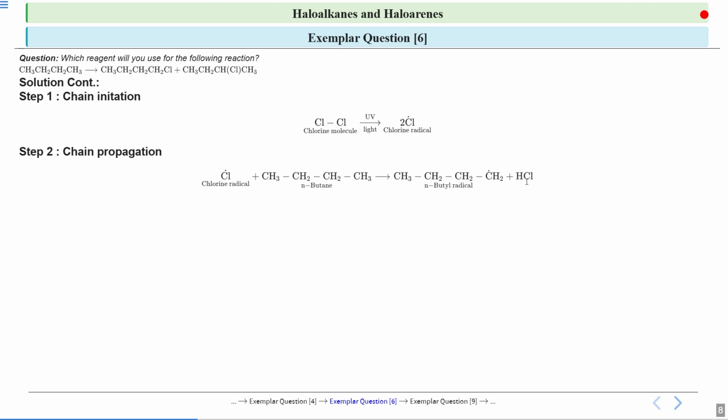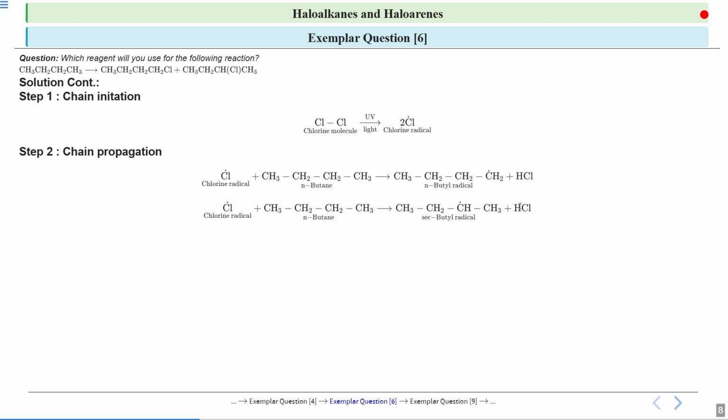So in the first step, the chain initiation step, you dissociate the chlorine molecule into two chlorine free radicals. In the chain propagation step, one of the chlorine radicals attacks the alkane and gives us an alkyl free radical. Then the other chlorine free radical attacks the alkane in another way and gives you a secondary butyl radical.